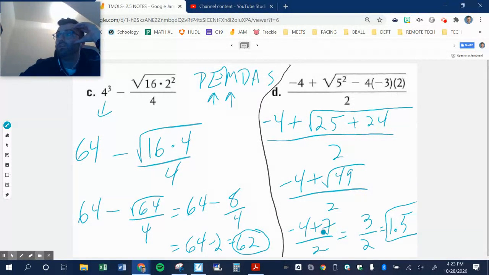-4 plus 7 divided by 2. -4 plus 7 is 3. 3 divided by 2 gives me 1.5. All right. Now, this should look eerily familiar. -4 plus the square root, all this. This is actually a form of the quadratic formula.